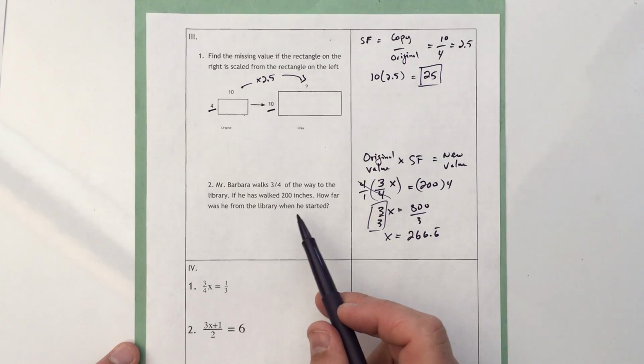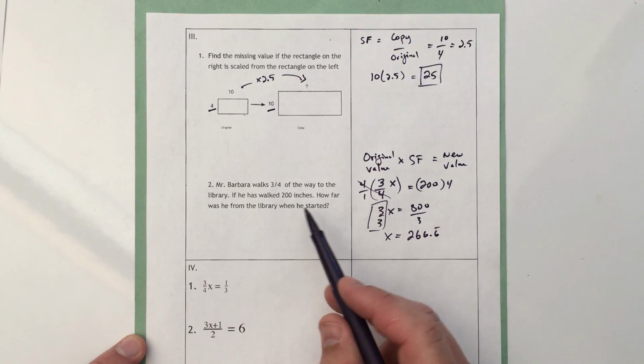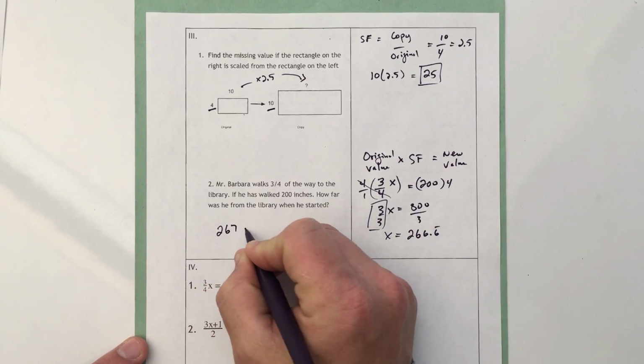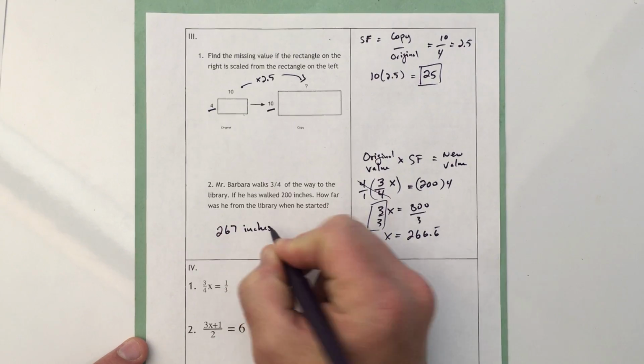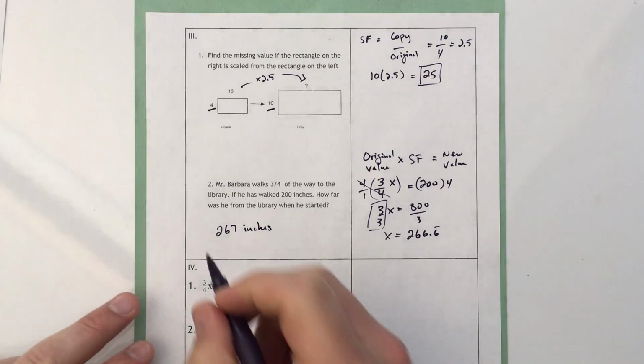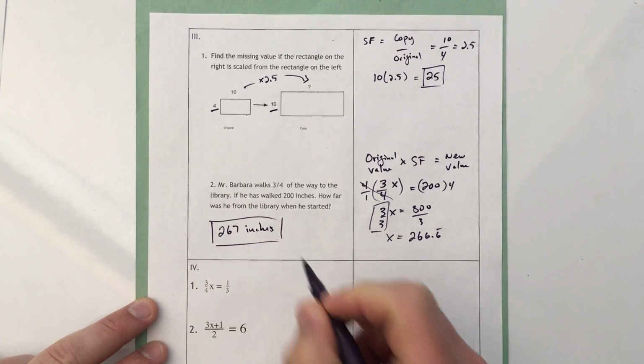Since, again, there's context here, how far away was he from the library when he started? I would just round that up to 267 inches, but anything close, you could have done 266.6, but getting into hundredths of an inch is a little hard to measure. There we go.